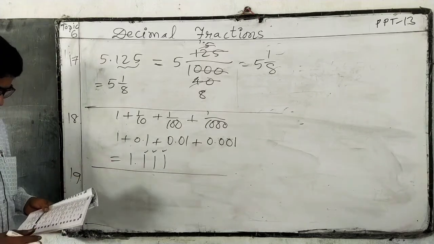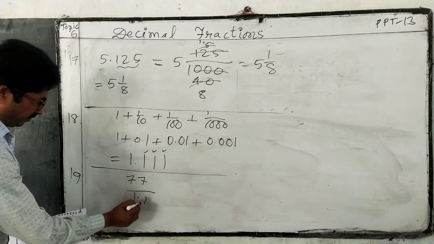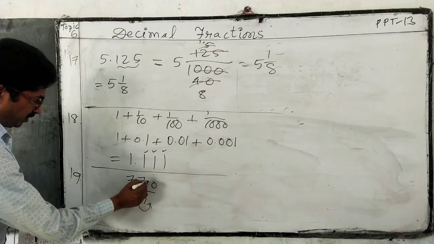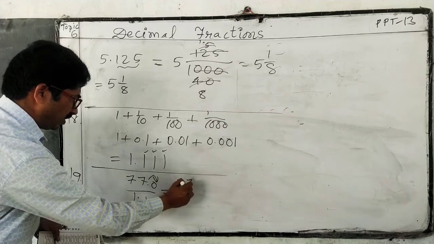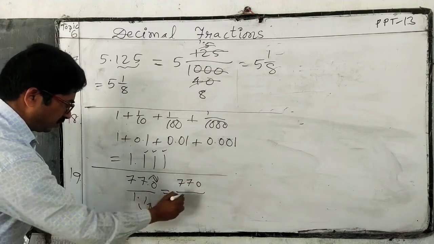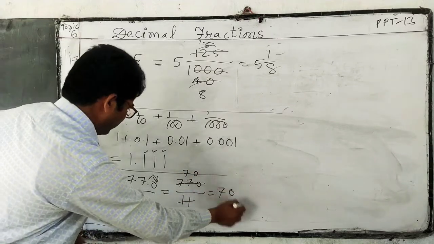Next, 19th, divide 77 by 1.1. We have to shift this decimal to the right by 1 place. Then it becomes a whole number denominator. 11 sevens are 77, so 70 is the answer.